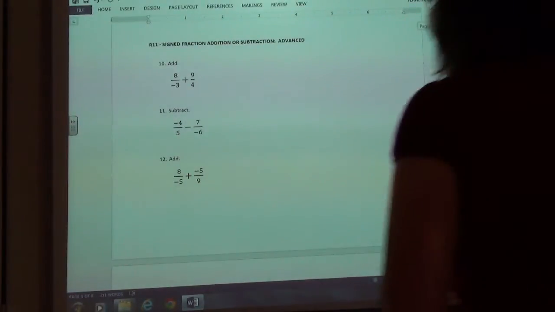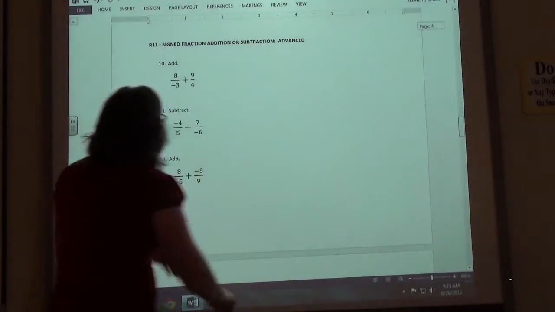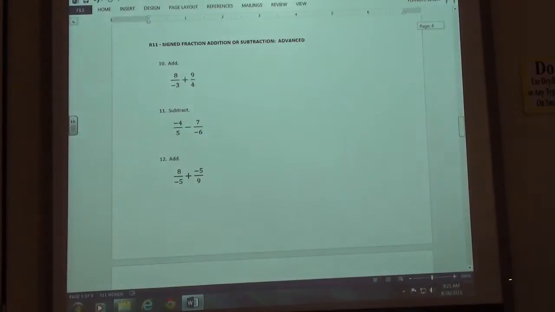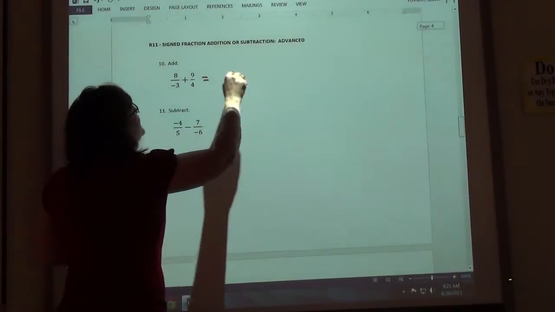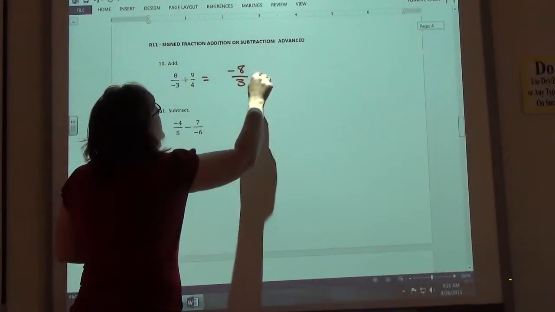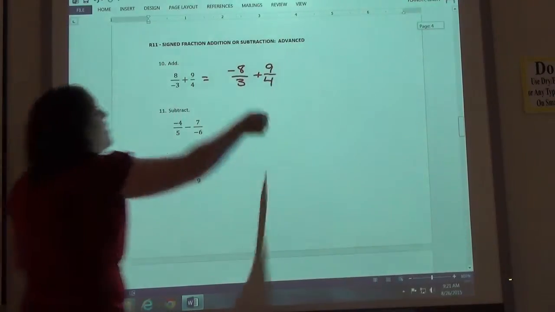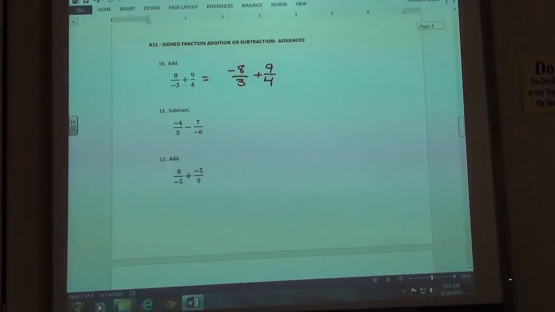All right, so the next ones here is now where they throw the negatives all over the place. But as a general rule, if there's a negative in the bottom of your fraction, you want to move it up with the top number. You're not flipping the fraction, you're just moving the negative sign. So I would rewrite this as negative 8 over 3 plus 9 over 4, and then I can do it just like I did my previous problems.